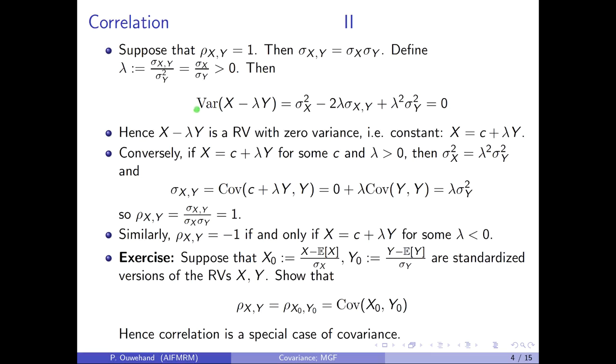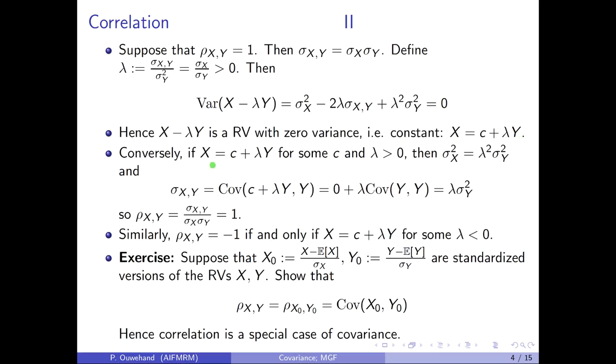In that case, the variance of the random variable x minus lambda y can be computed as follows. And if we substitute the value of lambda into this, it will amount to 0. In other words, x minus lambda y will then be a random variable with 0 variance. In other words, it will be a constant. Hence, there is some constant c such that x minus lambda y is equal to c, i.e. x is equal to c plus lambda y. And thus there's a linear relationship between x and y.